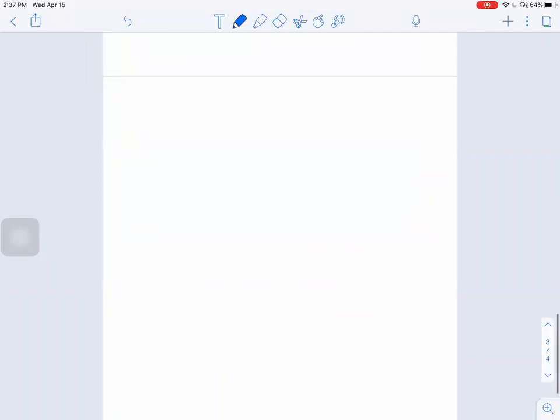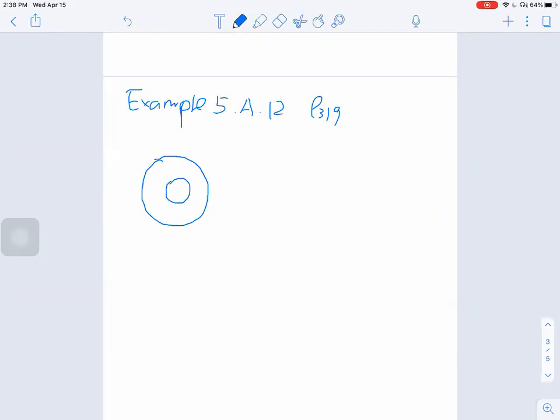Another example is also in your book. That's example 5A12, page 319. In this example, we have a disk. This disk has an inner circle and outer circle. And this disk is on a rough surface. So there's a no slip condition.